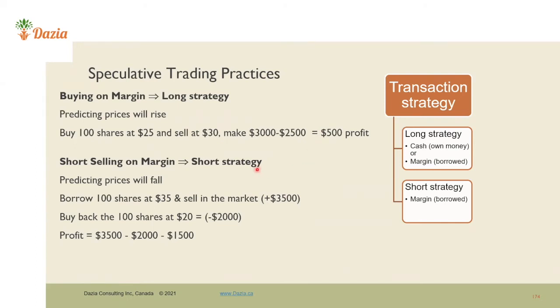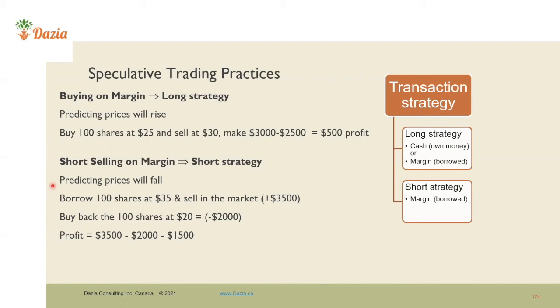In the short strategy, you are predicting that the prices will fall. So the investor is going to borrow some shares. Let's assume they borrow 100 shares at $35. The value of those shares today, when they borrow them, is $35 each, and they will sell them in the market. So the investor gets $3,500. The $3,500 is deposited into an account called a margin account. And later on, after maybe 2 months, 3 months, 6 months, the investor will buy back the 100 shares, and hopefully the price is lower.